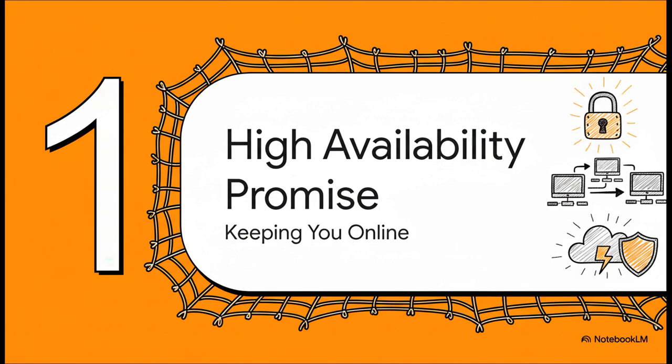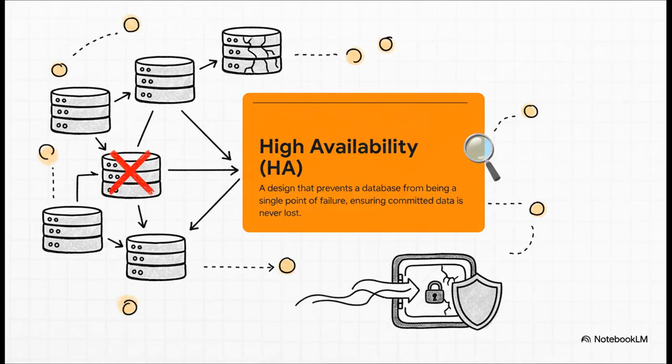So this whole safety net thing, it's built on a principle called high availability, and you can think of it like a promise. It's a promise that your data is safe and that your application is going to stay online even when things inevitably go wrong. So what exactly is high availability, or HA for short? Well, at its core, it's all about design. The whole goal is to hunt down and eliminate any single point of failure. You know, that one weak link that could bring the whole system crashing down. If one part breaks, the show goes on. And maybe most importantly, it guarantees that any data you've saved, any committed data, is never, ever lost.